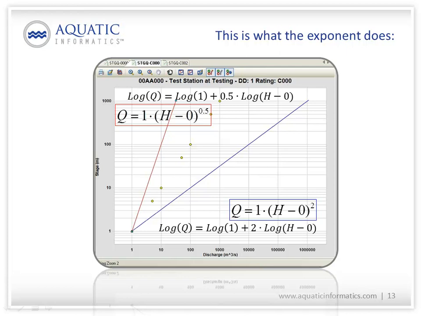Now we're going to have a look at the power of the exponent in defining a rating relation. The red line shows a low exponent, an exponent of 0.5, and the blue line shows an exponent with a value of 2, where the coefficient is 1 and the offset is set equal to 0. So clearly you get far more discharge with a high exponent than you do with a low exponent at the high end of the rating curve.